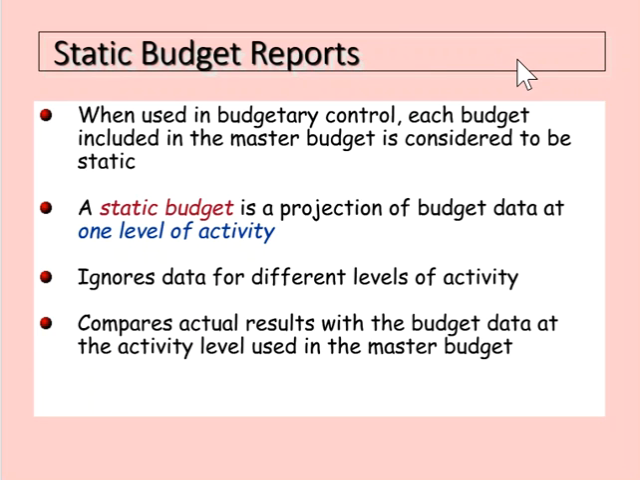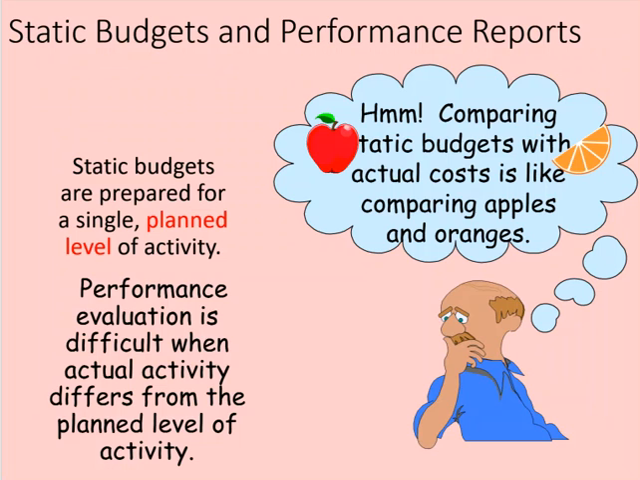Okay, let's talk about the two different types of budgets that companies could have. They could have something called a static budget, which is actually set at one level of activity. And now it's going to ignore data for different levels of activity. So we would just compare the actual results against the budgeted results. Now, let me go into a little bit more detail about a static budget.